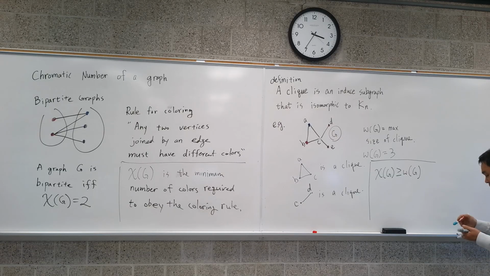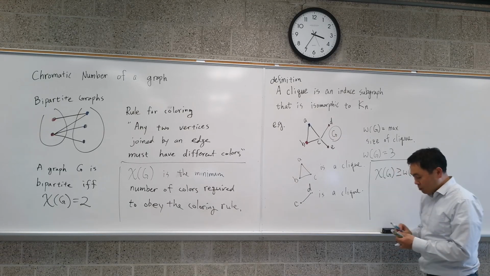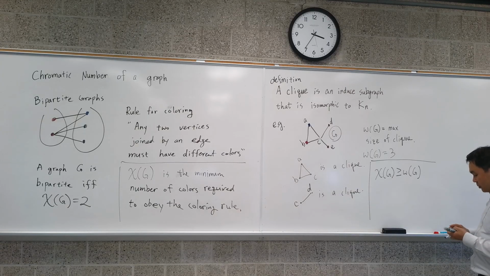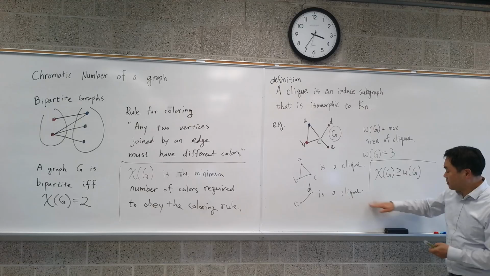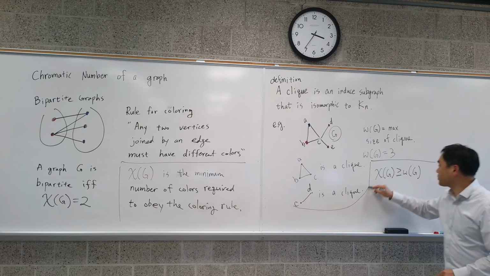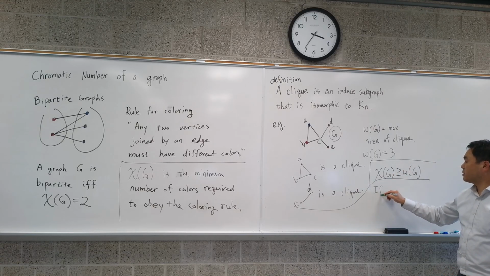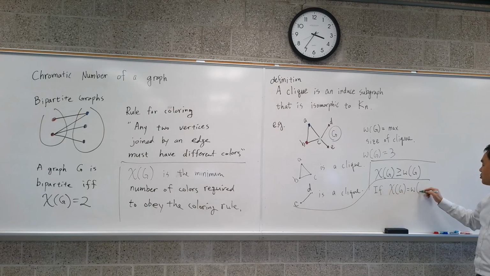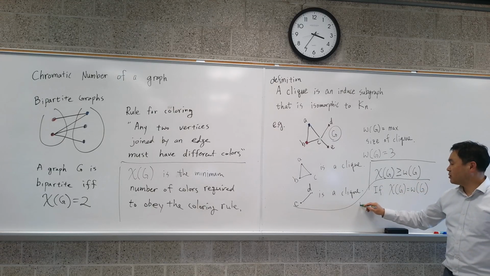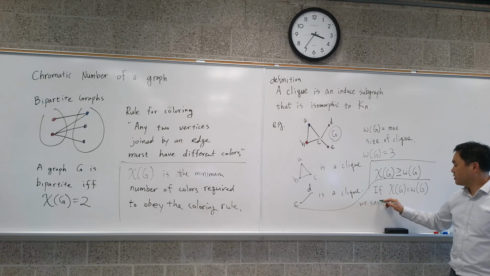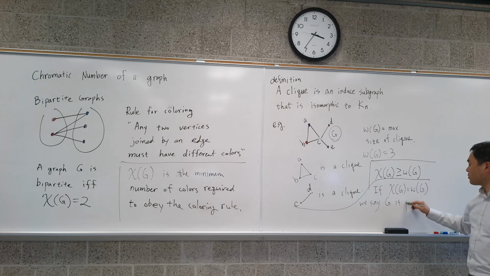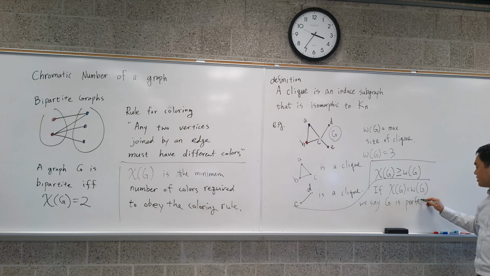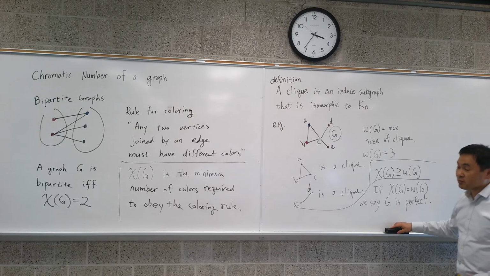And there's a name for that because a lot of cases do have that equality. So we say if the chromatic number and the omega of G are equal, we say G is perfect. Perfect graph.